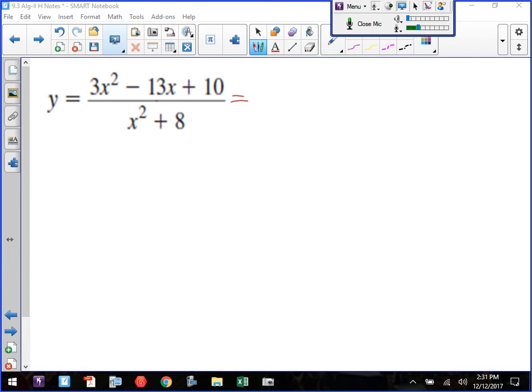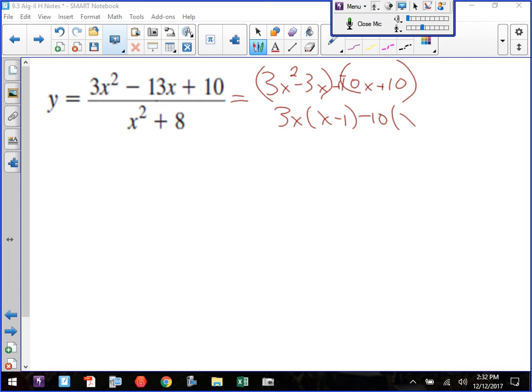What times what is 30, and you add together to get negative 13? Negative 10, negative 3. Good. We have 3x squared minus 3x minus 10x plus 10. Factoring would be by grouping, excuse me. We get that. I know I went through that a little quickly because I want to run a little short here. So we factor our numerator to get our terms. Our terms then help us to generate zeros, just like they have in the past.